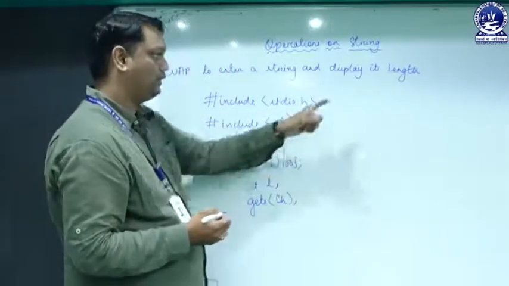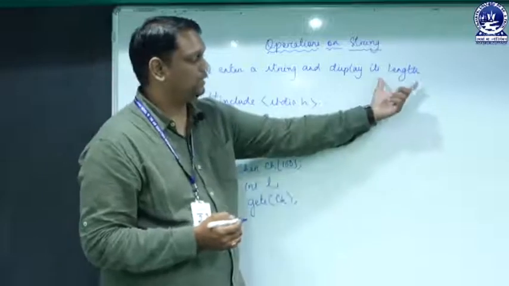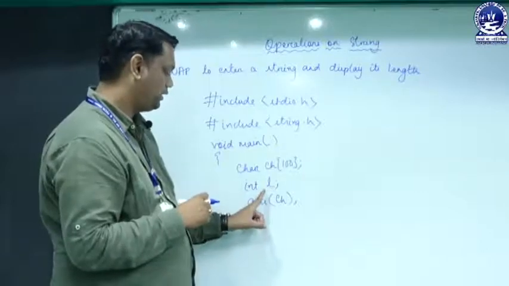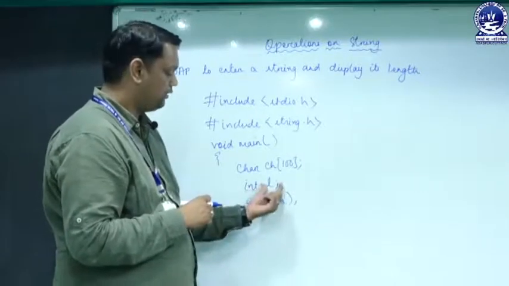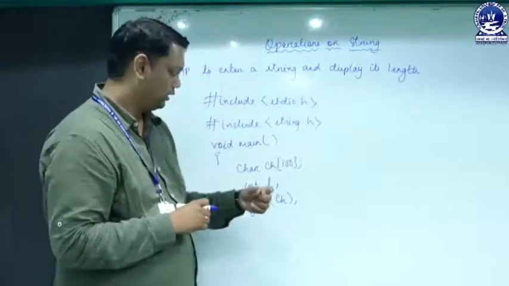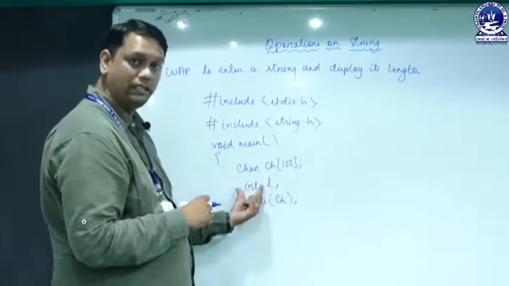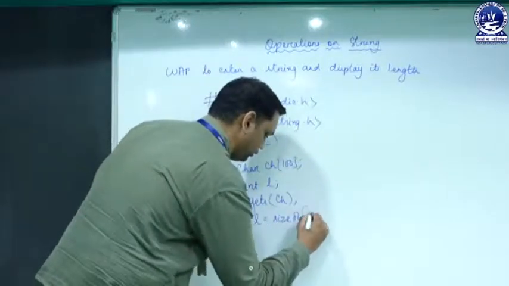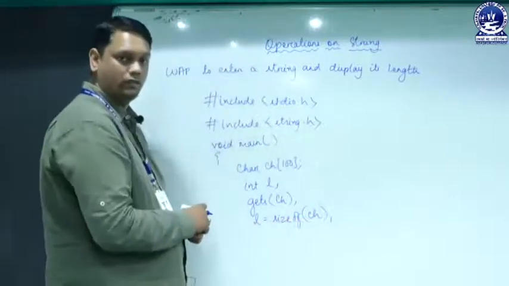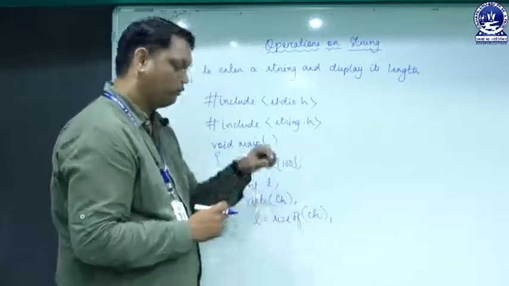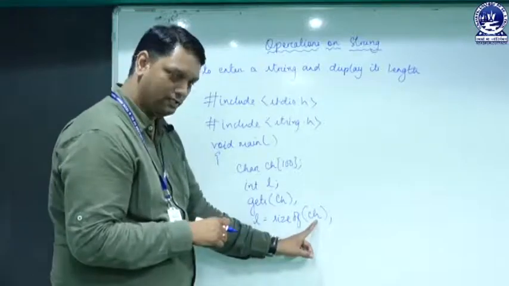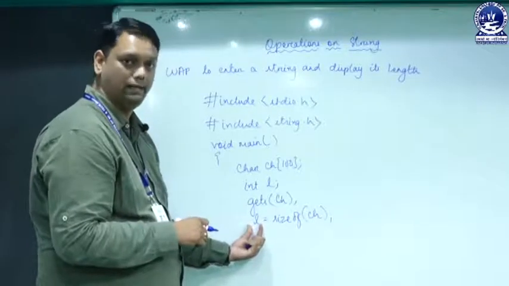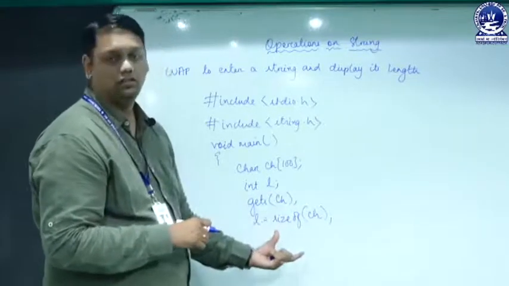Now I have to calculate the length of the string. As we are calculating the length of the string, the length must be an integer value. That's why I have written int l. So l will be the variable to calculate the length of the string, and l is declared as an integer. So I can write l equal to sizeof ch. Now, whatever string I enter in ch, the size of ch will be calculated and stored in the variable l. So l will have the length of the string.